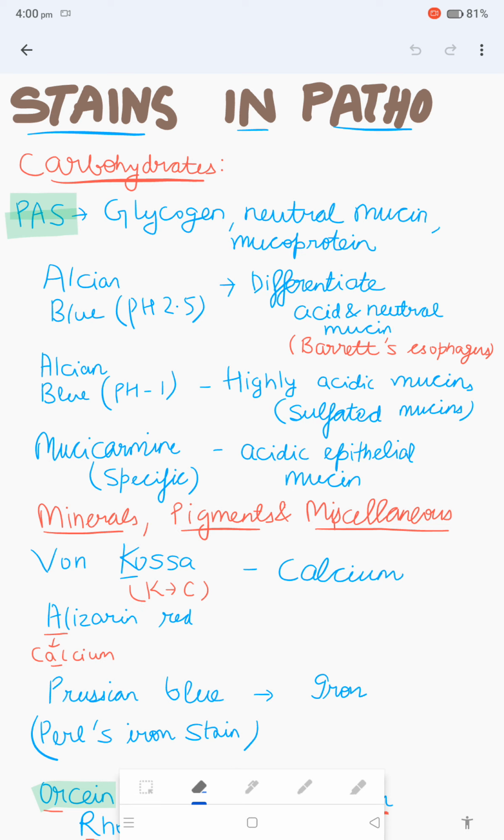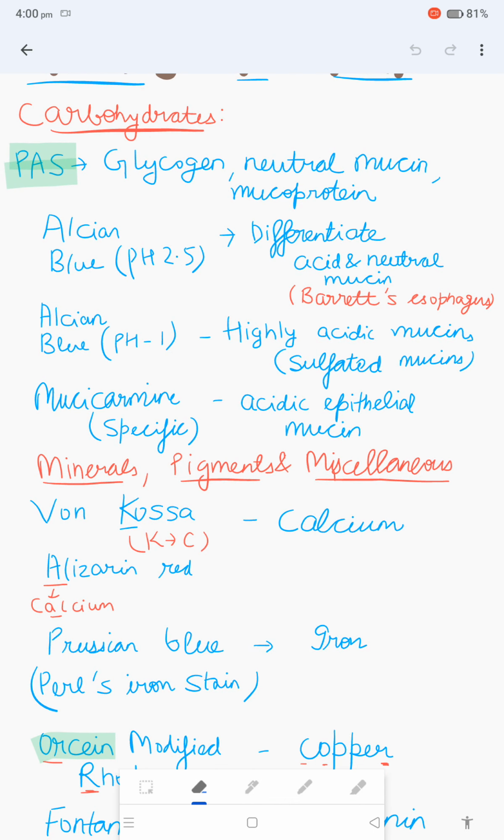The green ones which are marked are those used for different substances, so we will be studying in the end which stains are used for multiple things. So PAS is for glycogen, neutral mucin and mucoprotein. Alcian blue at pH 2.5 is used to differentiate between acidic and neutral mucin, and that is for Barrett's esophagus.